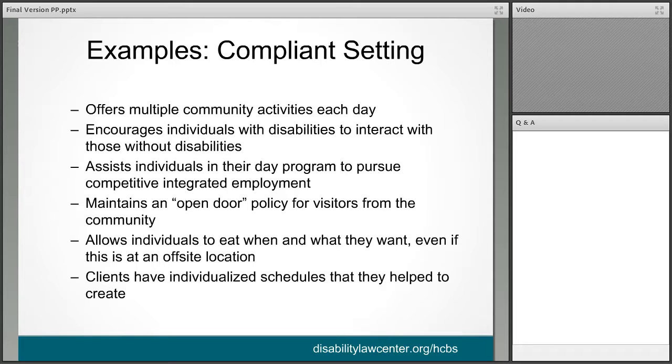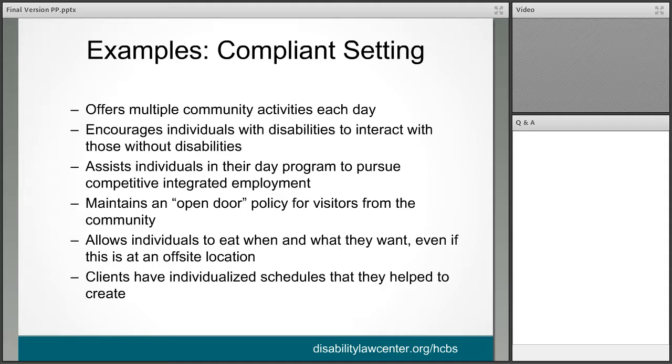So what does a compliant setting look like? Well, we think a compliant setting would offer multiple community activities each day. It would encourage individuals with disabilities to interact with people without disabilities. And just to be clear, when we talk about interacting with people without disabilities, we don't mean staff, but we mean non-disabled peers or community members. A compliant setting would assist an individual in their day program to pursue competitive integrated employment if that was something that an individual was interested in pursuing.